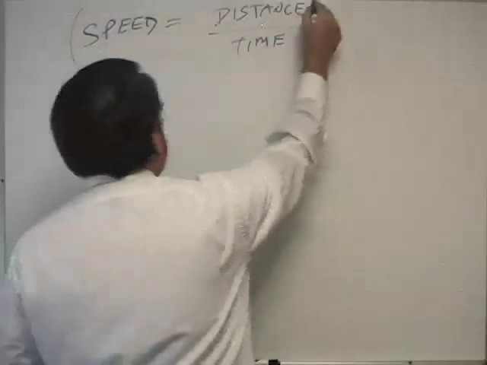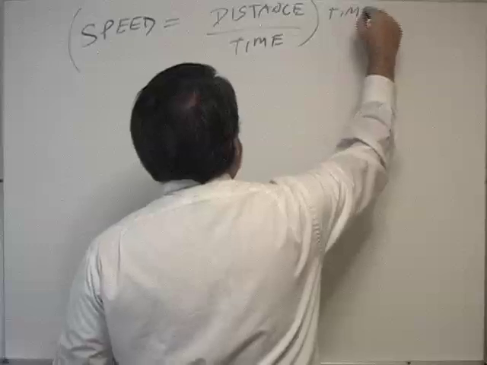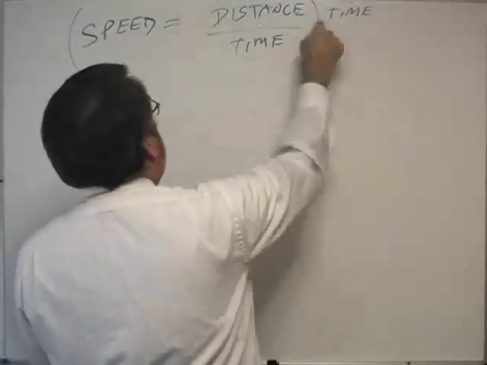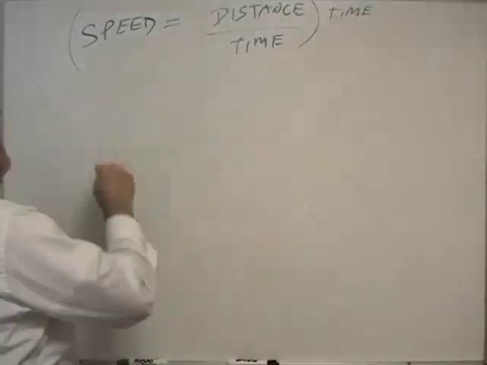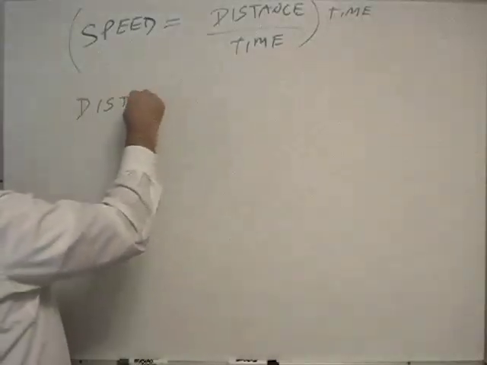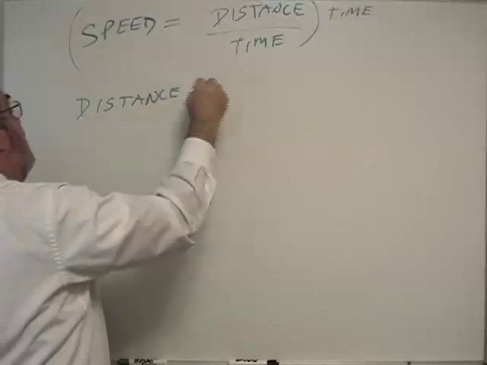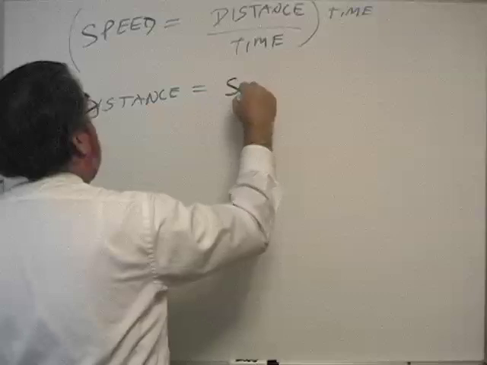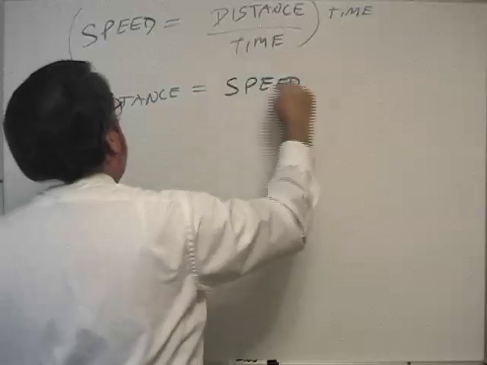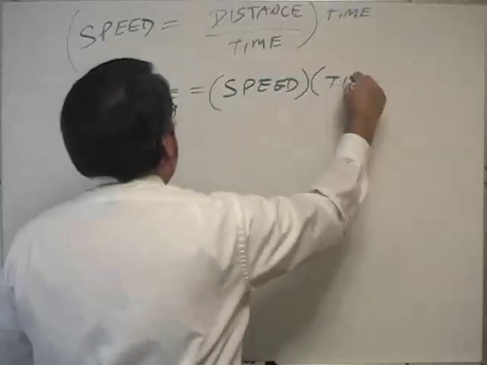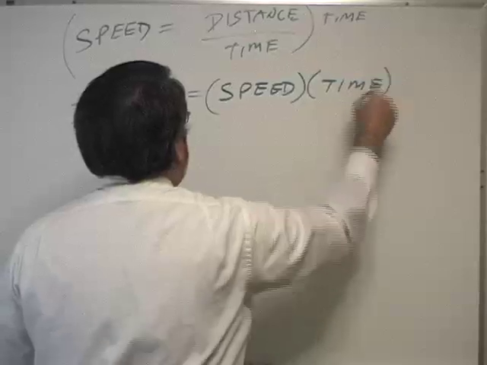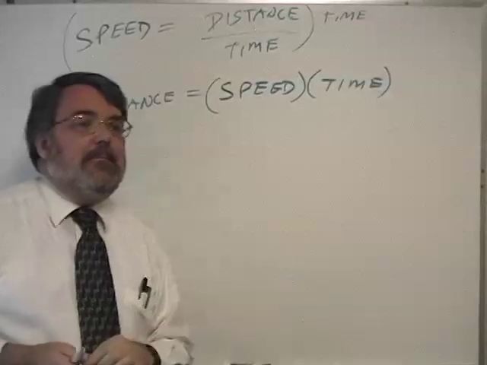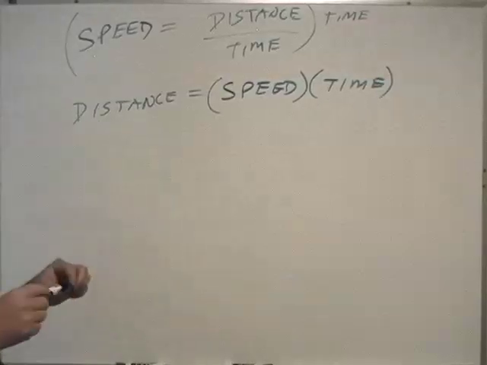Because if we clear the fractions by multiplying everything by time, then over here, time cancels, leaving distance by itself. So I have distance equals, and multiplying here, I've got speed times time. So this is what turns into the d equals rt formula. Distance is rate of speed times time. So that's where that comes from.